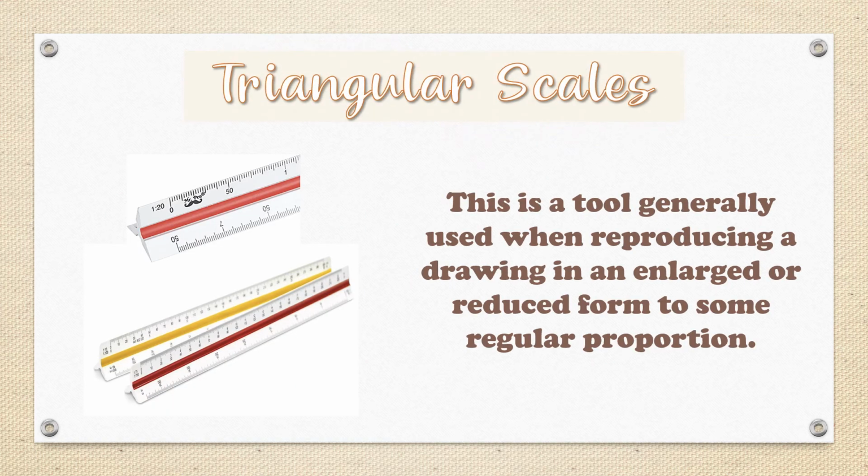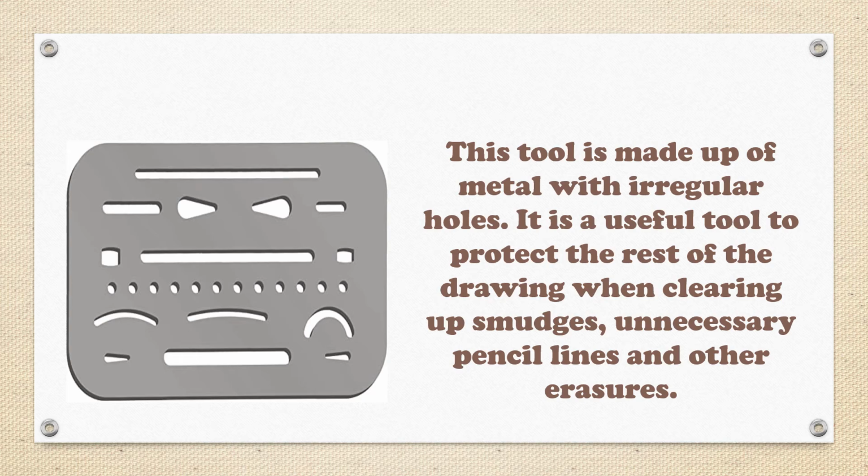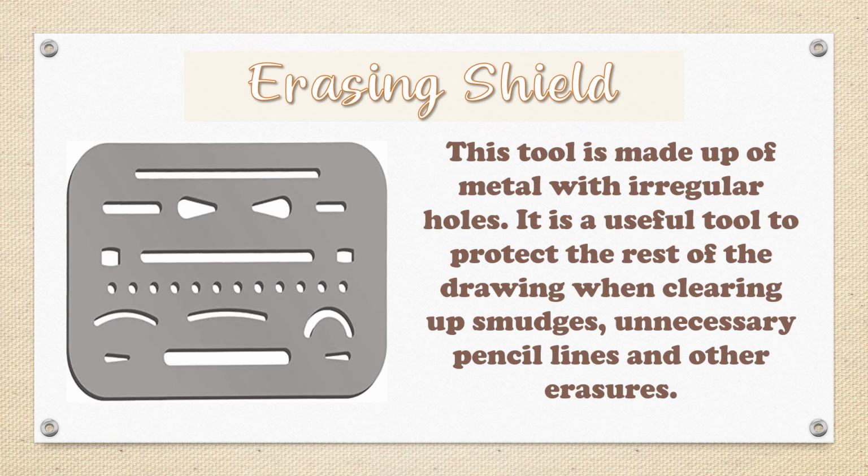Next, we have the triangular scales. This is a tool generally used when reproducing a drawing in an enlarged or reduced form to some regular proportion. And lastly, who can guess what drawing or drafting tool or instrument is this? If your answer is erasing shield, you are correct. This tool is made up of metal with irregular holes. It is a useful tool to protect the rest of the drawing when clearing up smudges, unnecessary pencil lines, and other erasures.